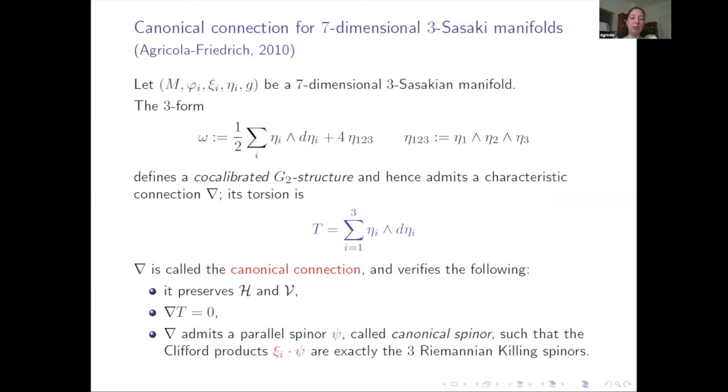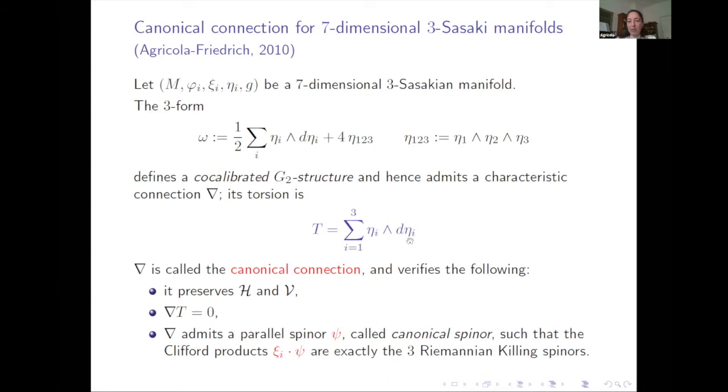Okay, so if you just look at the three-form omega, which I'm stating here, which is like a sum of all eta_i wedge d eta_i plus a multiple of eta_1 wedge eta_2 wedge eta_3, then you realize that this defines a co-calibrated G2 structure. So as such, it admits a characteristic connection. And its torsion is just as democratic as it can be. It's just the sum without any additional coefficients of the eta_i wedge d eta_i.